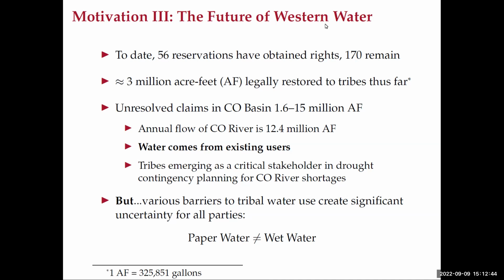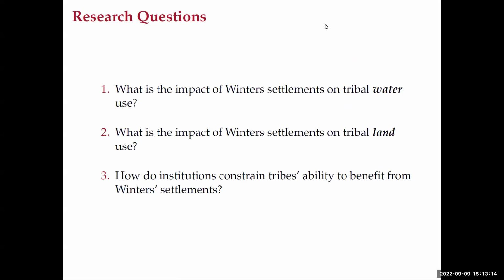The second problem is you have a paper water right, but if the existing users aren't convinced that you can divert it to do something with, they're very unlikely to let you take control of that water right, right? So without the threat of being able to actually divert the water, the tribes, even though they have a paper water right, may not have control over the wet water and therefore may not gain the benefits of the water.